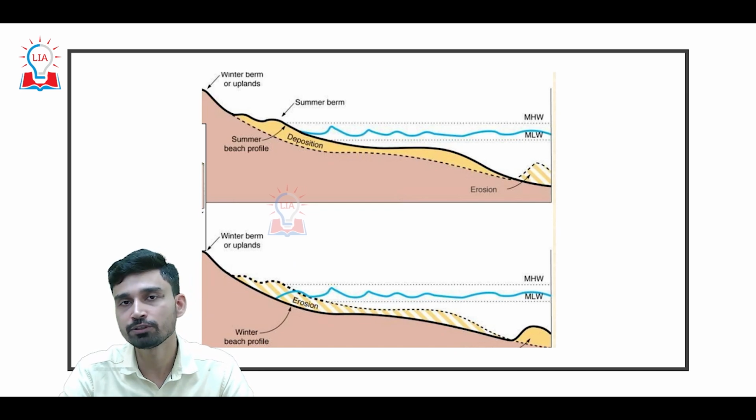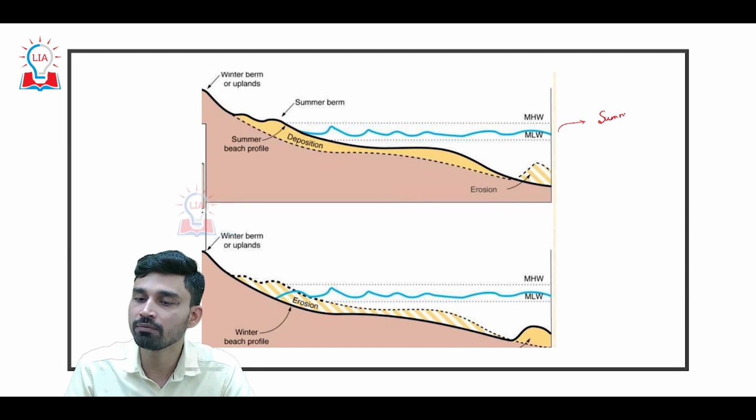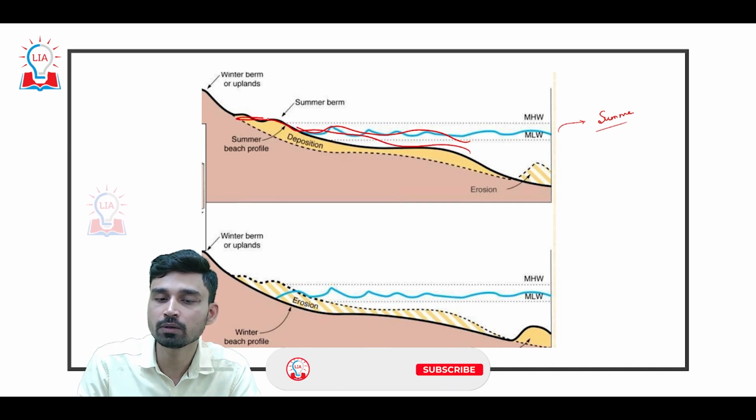If you look at this particular picture, it will become more clear to you. The first picture here refers to the summer season when the sea waves are very calm, and as you can see, the sea waves are doing the depositional work where the sediments are being deposited near the coast, and thus it leads to development of the beach.